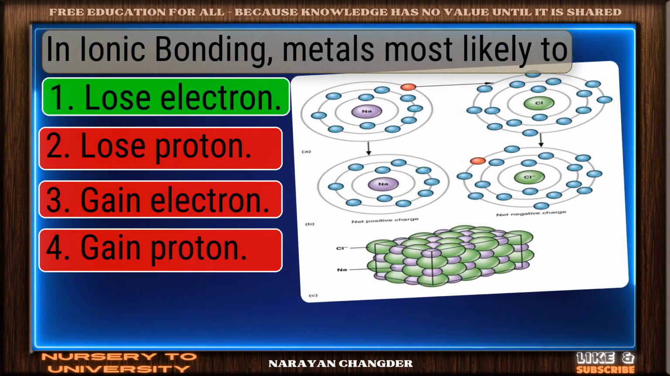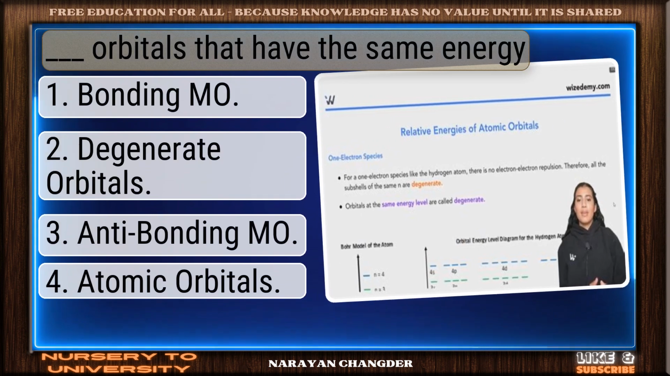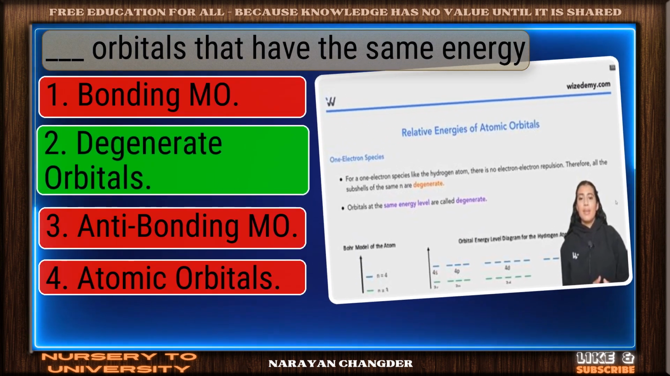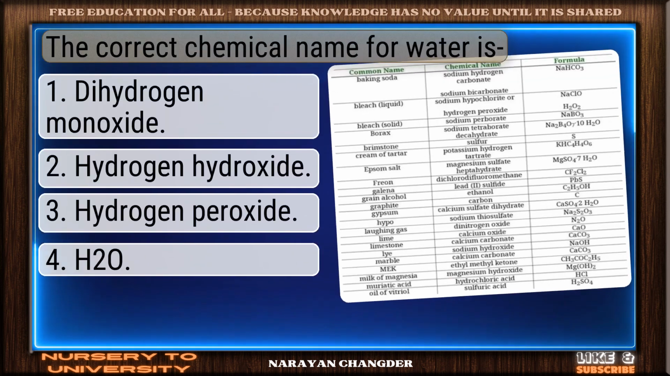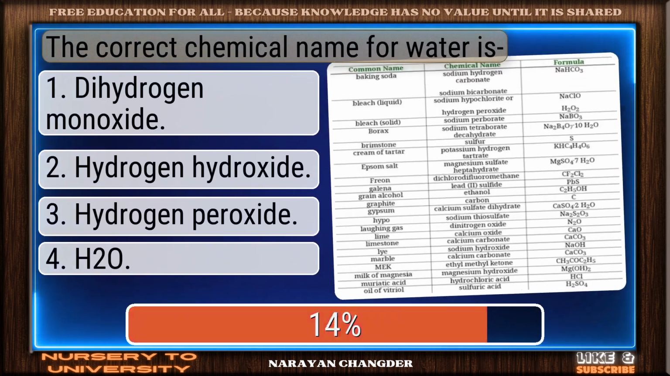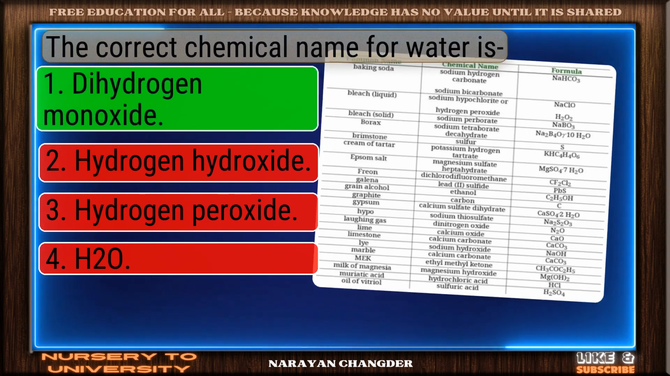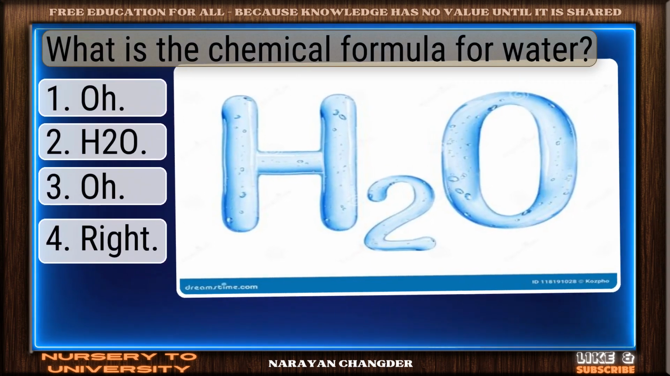Strong answer, lose electron. Dash orbitals that have the same energy. Bravo, degenerate orbitals. The correct chemical name for water is... Solid response, hydrogen monoxide. What is the chemical formula for water?